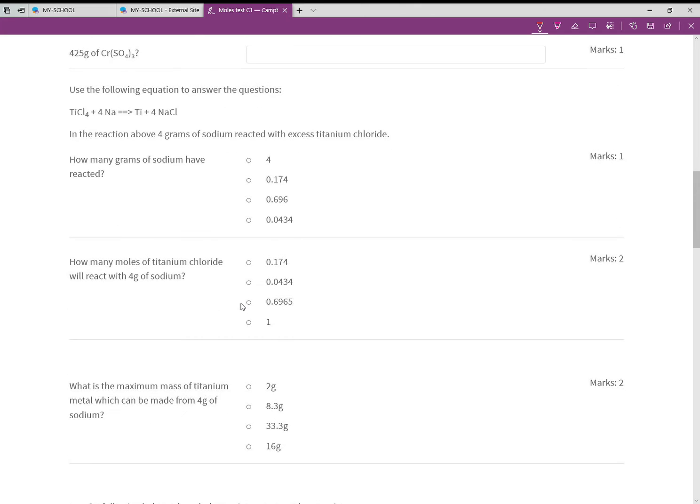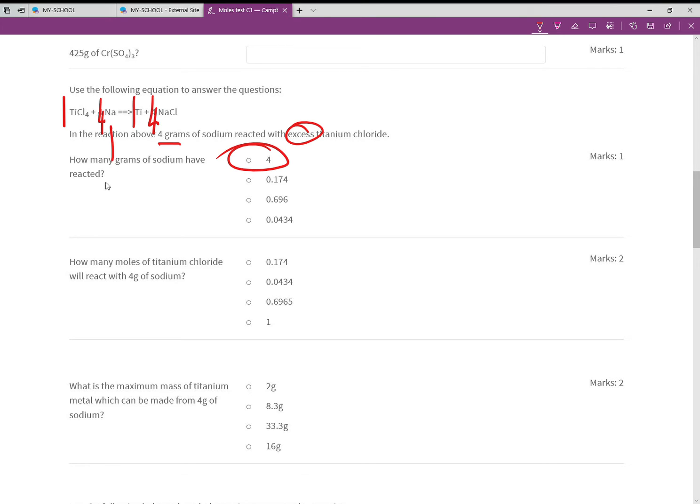Okay. So use the following equation to answer. So we've got an equation here. First thing I would do when I look at this is go 1 to 4 to 1 to 4. That's my ratio. So in the reaction, above 4 grams of sodium was reacted with excess titanium chloride. How many grams of sodium have reacted? Okay. Well, that's as easy a question as ever you'll get. So if it's 4 grams of sodium reacted with excess titanium chloride, well then all 4 grams of it are going to react. How many moles of titanium chloride will react with 4 grams of sodium?